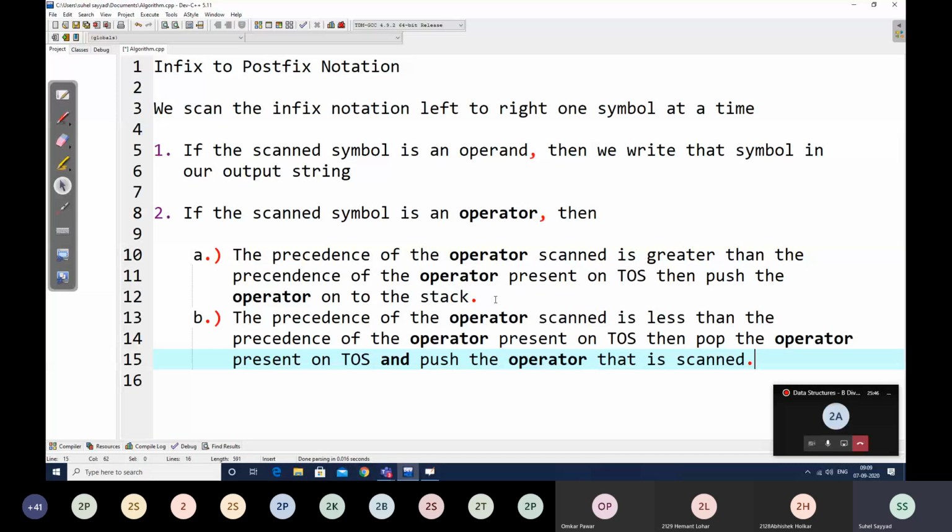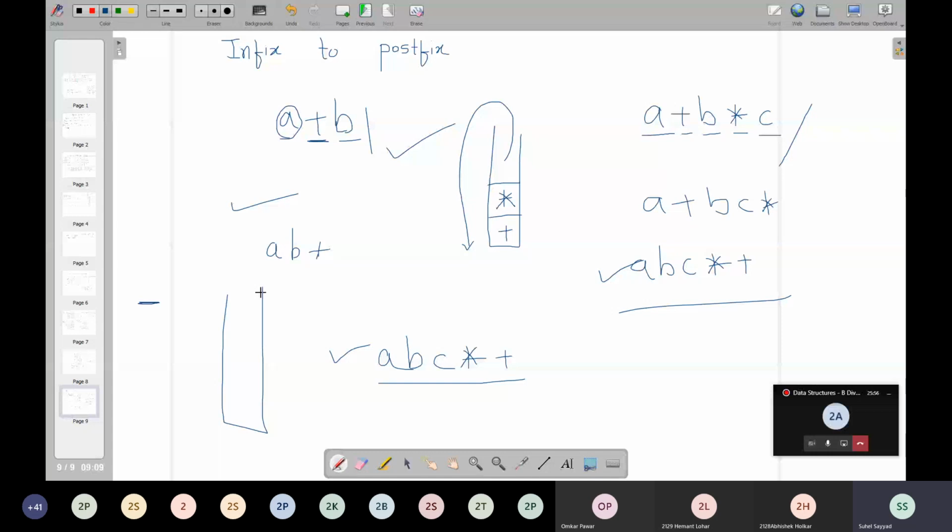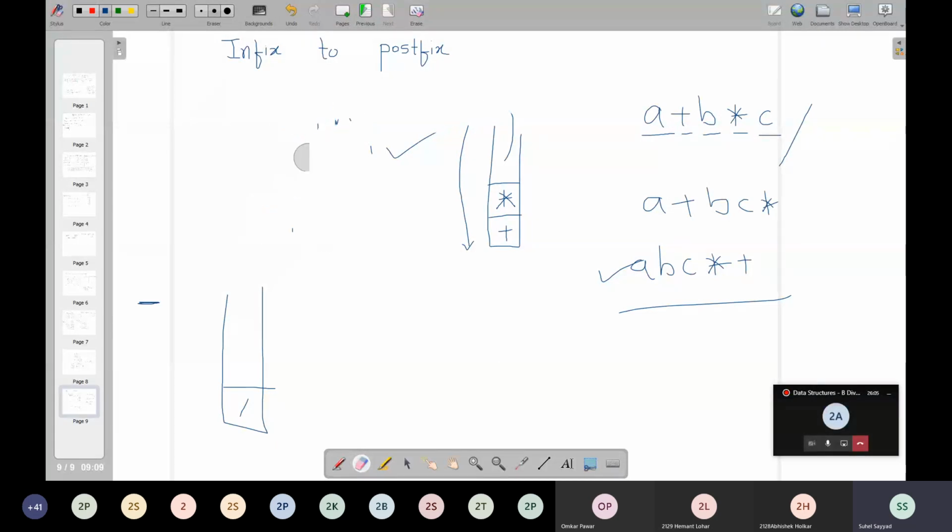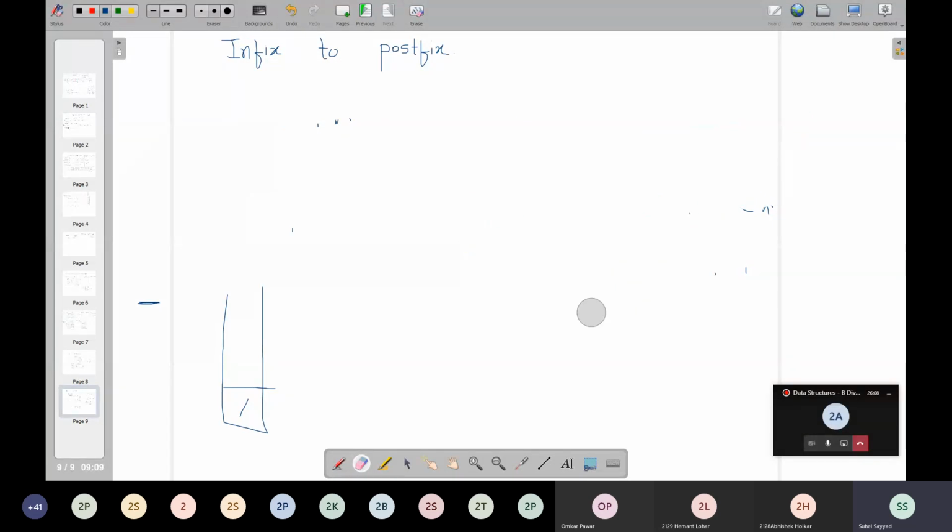Suppose you are reading minus, and right now on top of stack there is division. Look at this particular example which I am drawing right now. I'll erase everything else so that there will be no confusion for you. Assume that you are reading a minus and right now what is there on your top of stack? Division is there, suppose.